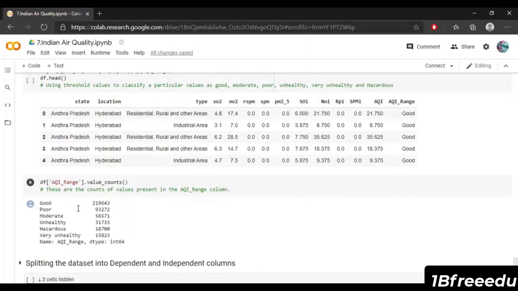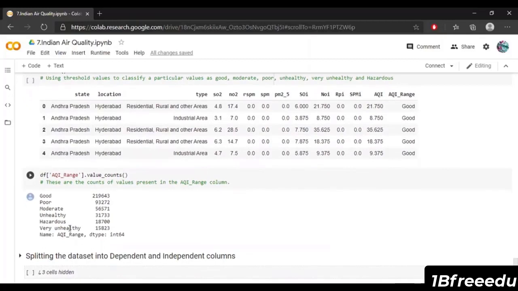So good repeats 2,19,643 times. So this is the count of this good present in that particular column. And the least amount of variables present is the very unhealthy. So this will show us the total number of elements and how many times these particular elements repeat in that particular column. So we can see that a lot of counts are based on this particular column name called good.